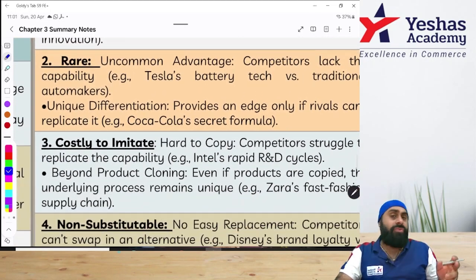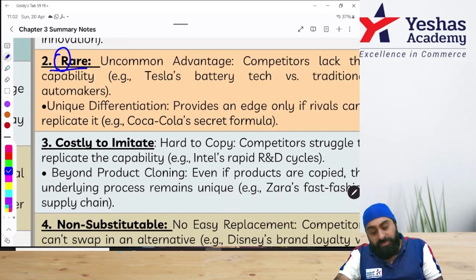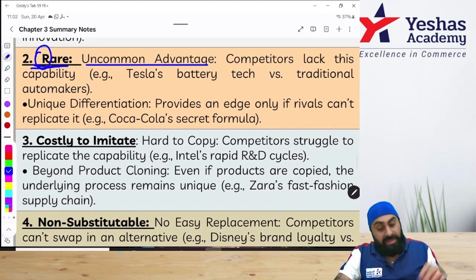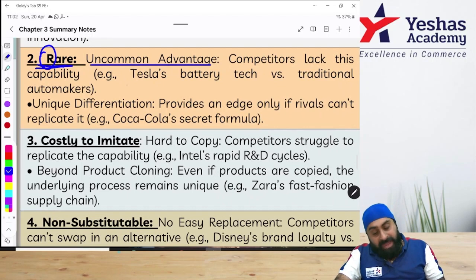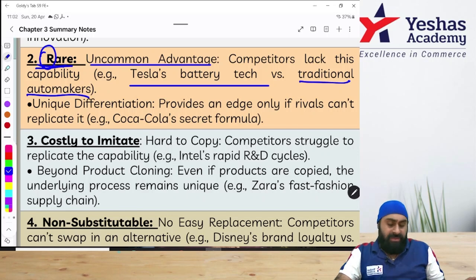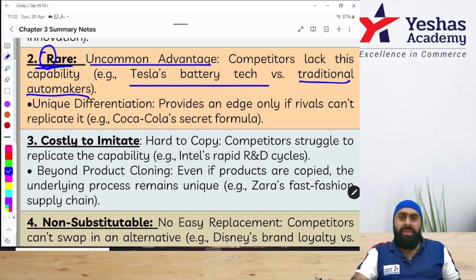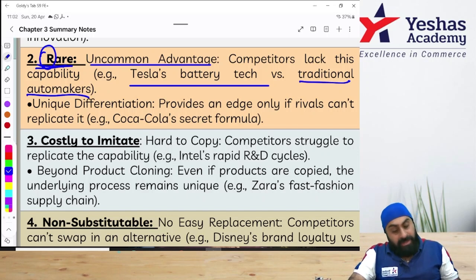Second, whatever you do in the market, that should be rare. That should not be common. That should be an uncommon advantage over the others. Now, Tesla had battery technology, whereas the traditional approach was diesel and petrol. So he did something which had a unique competitive advantage, and that made a lot of change.